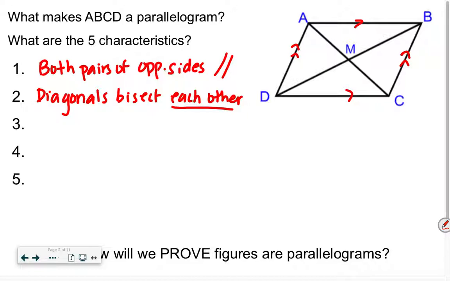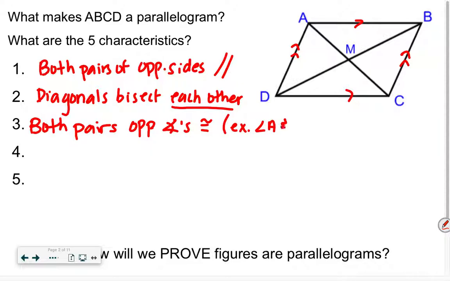Connor? Okay, the opposite, so let me be careful again. Both pairs of opposite angles are congruent. We have to add the words both pairs because there will be a shape where we have one pair of opposite angles congruent. So both pairs of opposite angles are congruent. So that would be like, for example, angle A and angle C. What else? There's 2 more facts that are true about parallelograms.